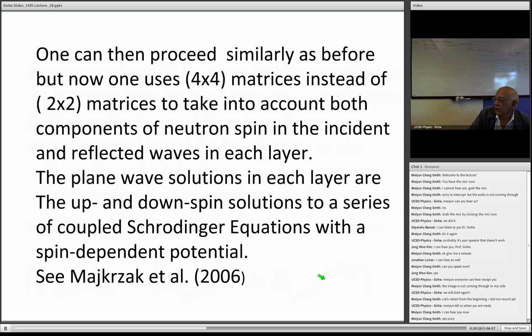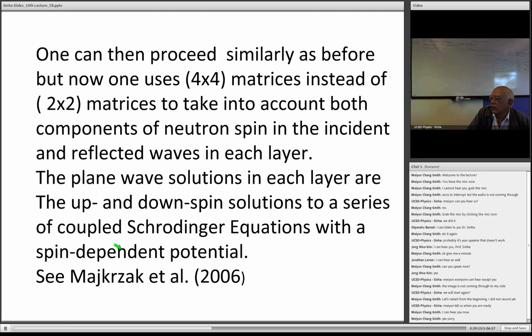If I can go to the next slide. So now you can proceed similarly, matching these two-component wave functions at each interface, and the result is you get 4x4 matrices instead of the 2x2 matrices to take into account both components of the neutron spin in the incident and reflected waves in each layer. So now you've got two components of spin coming in each layer and two components reflected. So you have these 4x4 matrices. And the plane wave solutions in each layer are the up and down spin solutions to a series of coupled Schrodinger equations with a spin-dependent potential, because now the refractive index in each layer will have a component which will flip the spin.